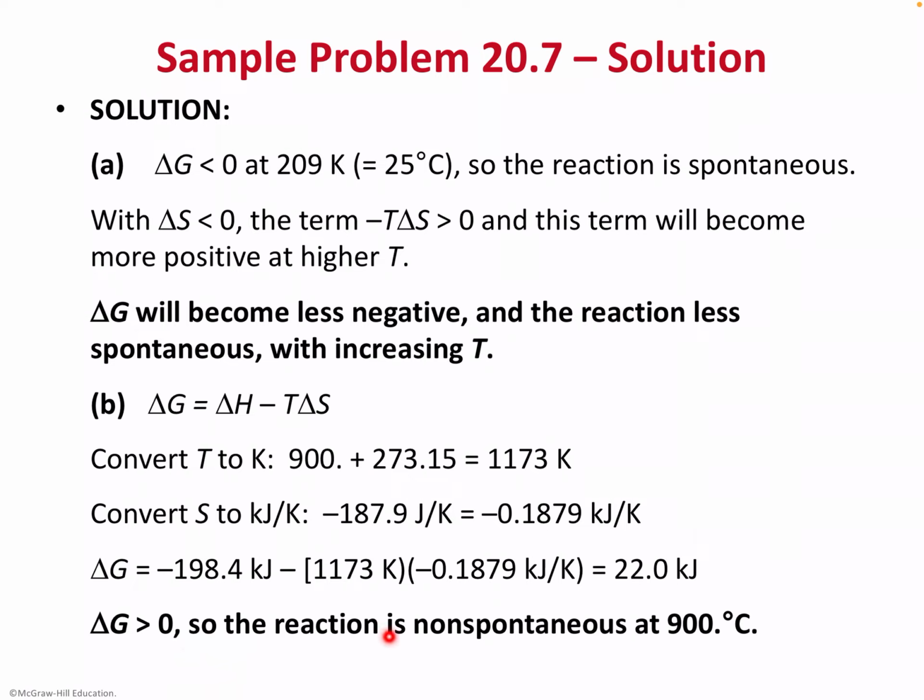So as the reaction temperature increases, it becomes non-spontaneous. Okay, so at 900 degrees it becomes non-spontaneous. And we also predicted the same here: delta G will become less negative and the reaction less spontaneous with increasing temperature. So at 900 it is non-spontaneous.